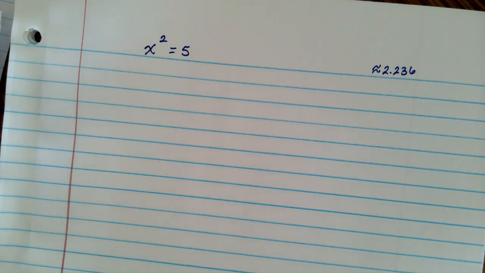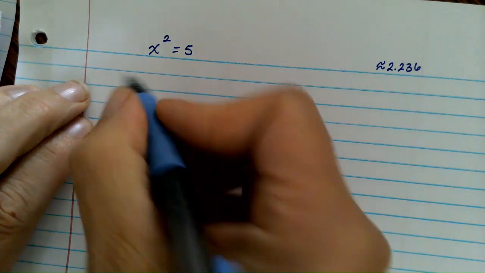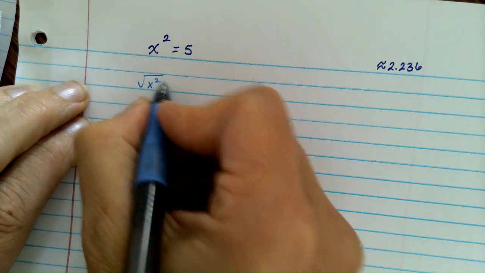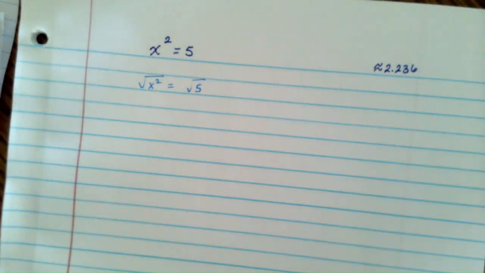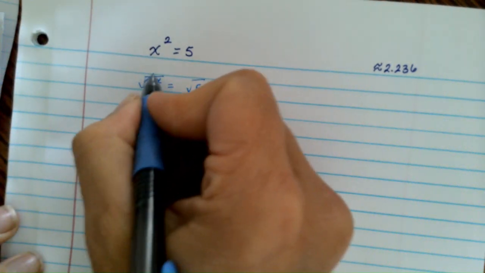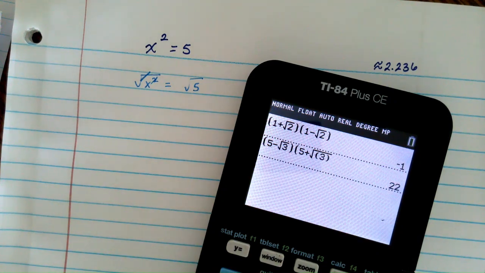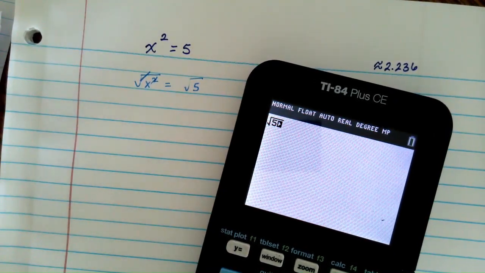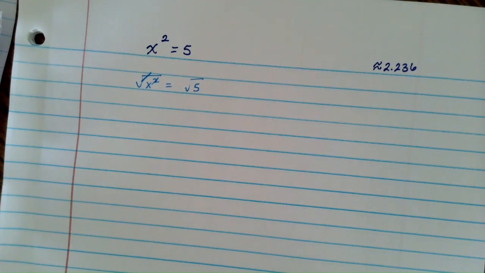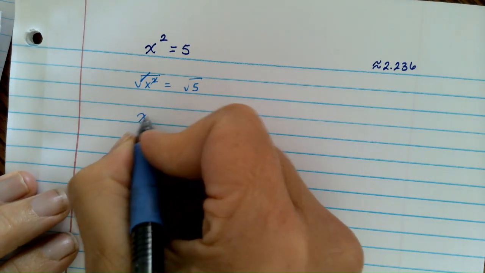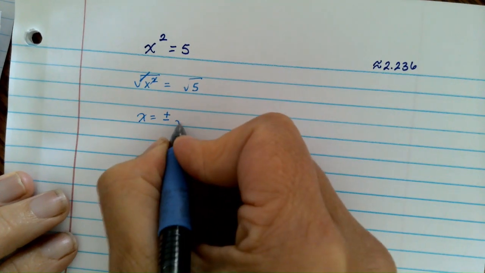Well, to get rid of a square, can I just square root both sides? So that would leave me with the square root of x squared equals the square root of 5. And we know that these cancel out. What is the square root of 5? Okay, 5 is a prime number, so my radical doesn't reduce. Oh, it's that decimal, 2.236. The thing is when you square root both sides, don't forget the plus or minus. So we really should say x equals plus or minus the square root of 5.